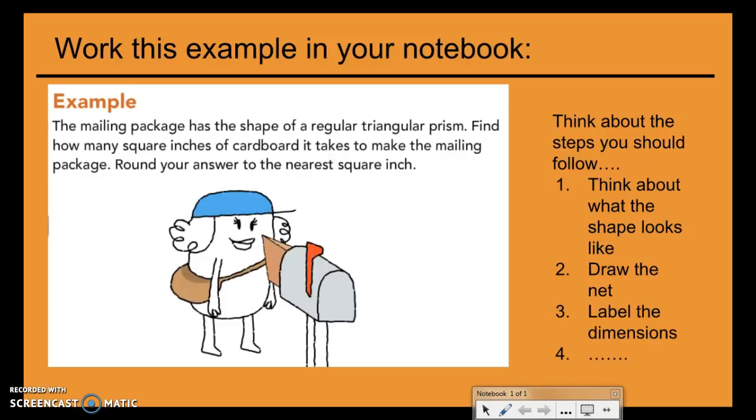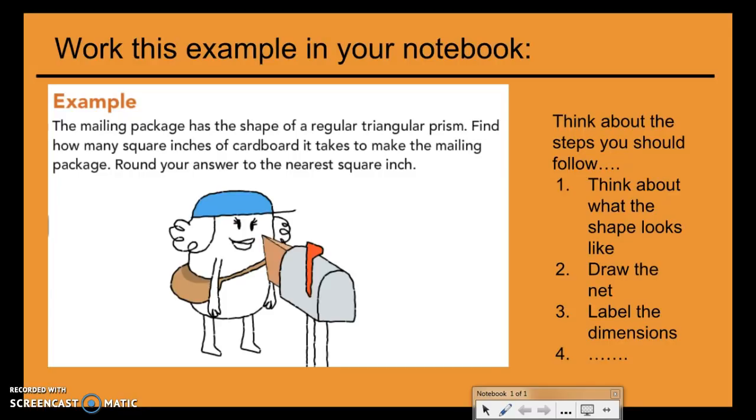Alright, so here's our example. The mailing package has the shape of a triangular prism. Find how many square inches of cardboard it takes to make the mailing package. Round your answer to the nearest inch.